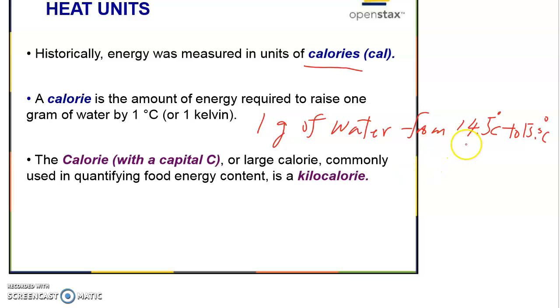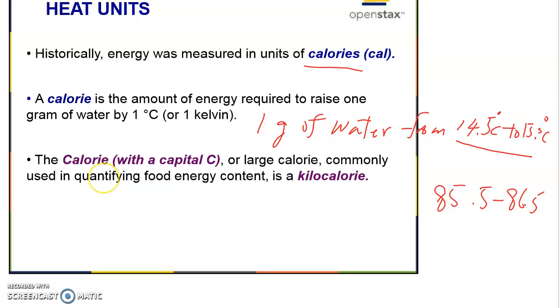Strictly speaking, going from 14.5 to 15.5 is different from, say, going from 85.5 to 86.5. There will be a tiny difference, but in general it's not noticeable with our thermometer. So let's make it very general. It's the energy required to raise 1 gram of water by 1 degree Celsius.